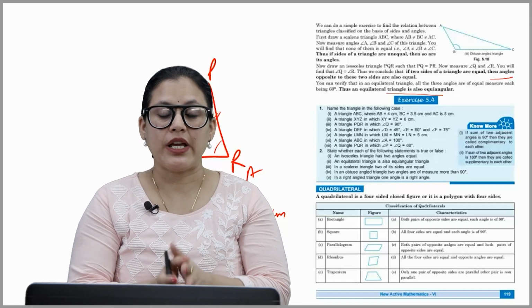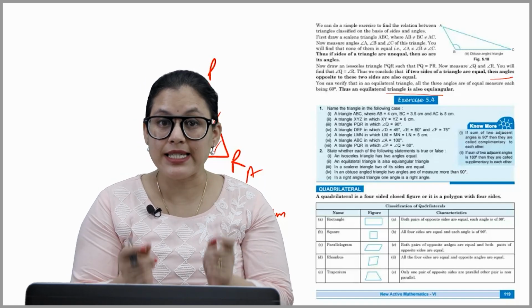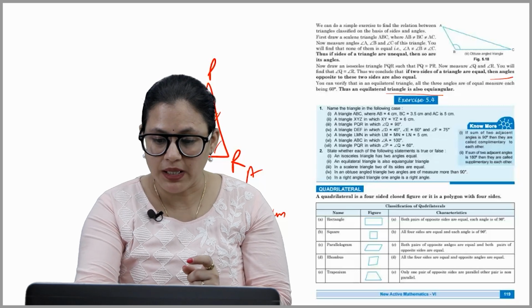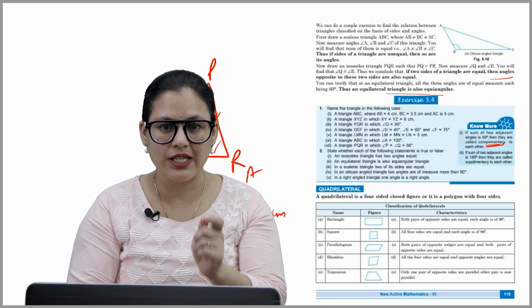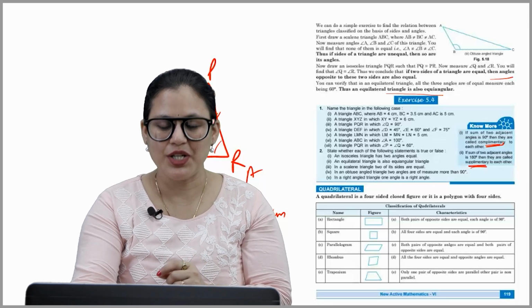Number 1, if the sum of two adjacent angles is 90 degree, then they are called complementary to each other. If the sum of two adjacent angles is 180 degree, then they are called supplementary to each other.